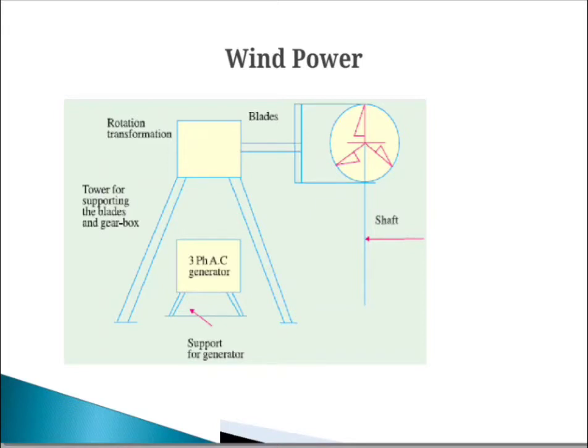The second part of the turbine is the rotor blades. Blades are the main mechanical part of the wind turbine. The blades convert the wind energy into mechanical energy. When the wind strikes, the blades rotate. When the blades start rotating, the rotation transfers its mechanical energy to the shaft.